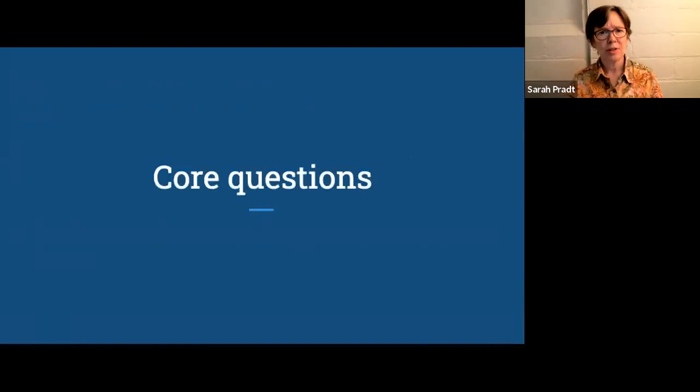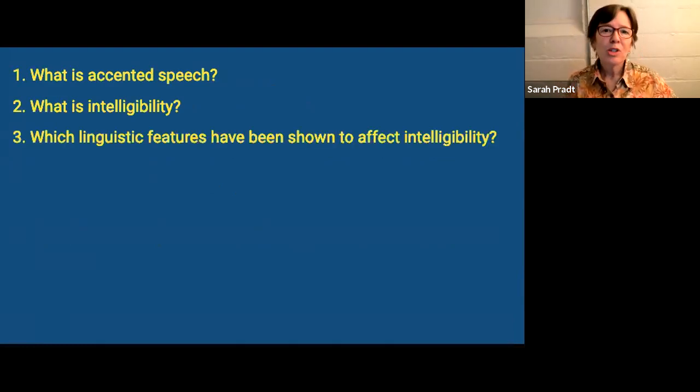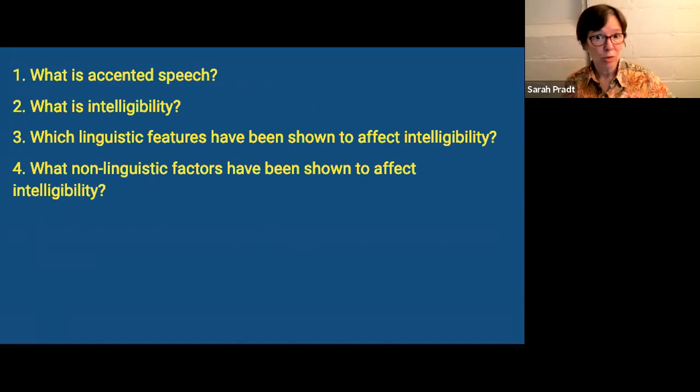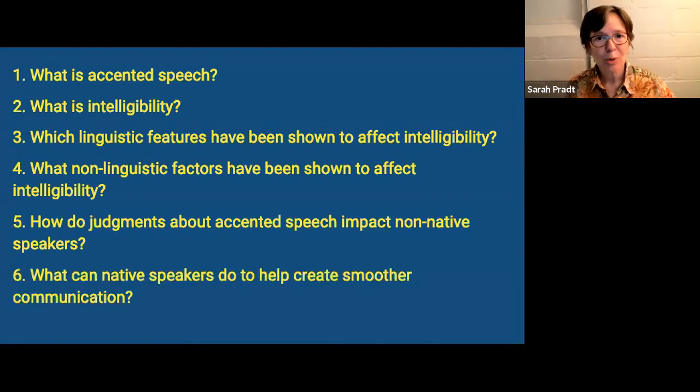So the core questions that this workshop would ask would be, what is accented speech? What does that mean? What is intelligibility? If accented speech poses a problem, what is the problem? And we can say that it's intelligibility. And what is that? Which linguistic features have been shown to affect intelligibility? What non-linguistic factors have been shown to affect intelligibility? How do judgments about accented speech impact non-native speakers? And then finally, what can native speakers do to help create smoother communication? So those are the guiding questions.